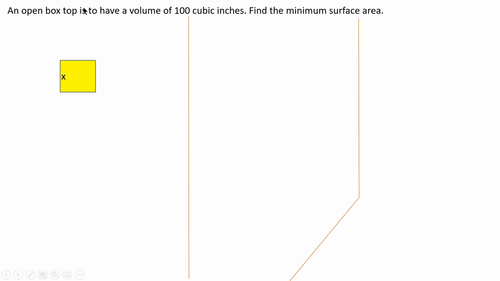Imagine this is the bottom of the box. That's x and that's also x. That's also x, that's also x. So each edge there is x units. It could be 5, 10, whatever, we don't know. Okay, then we've got to put the sides.